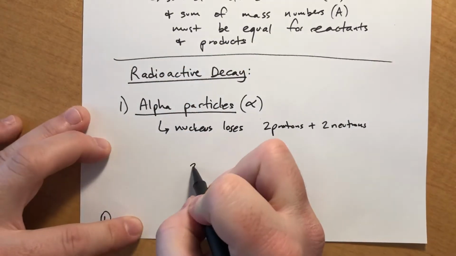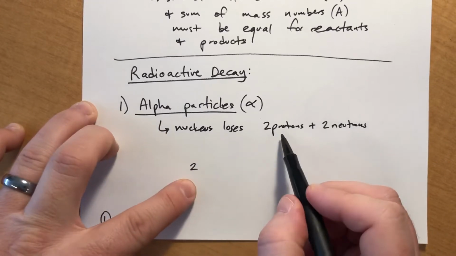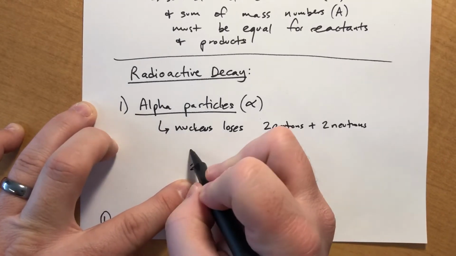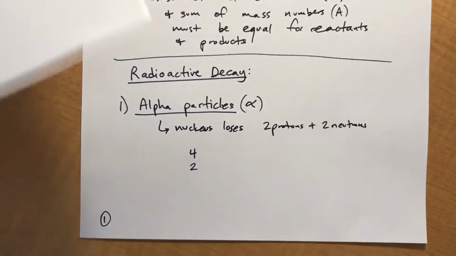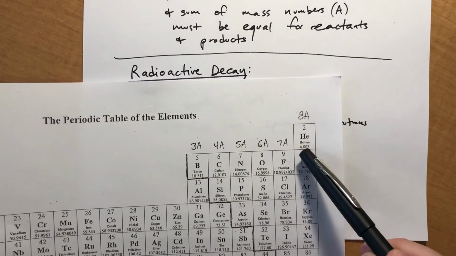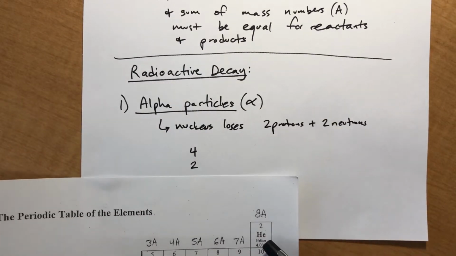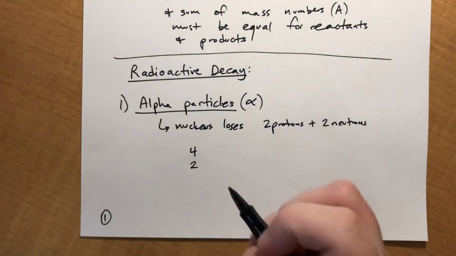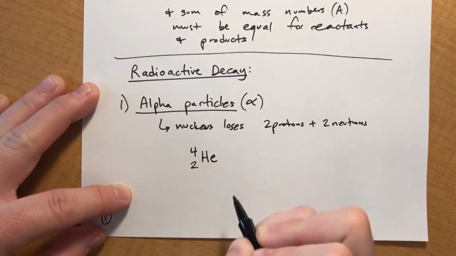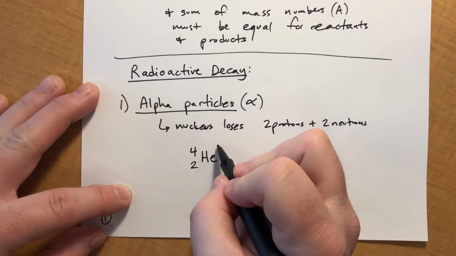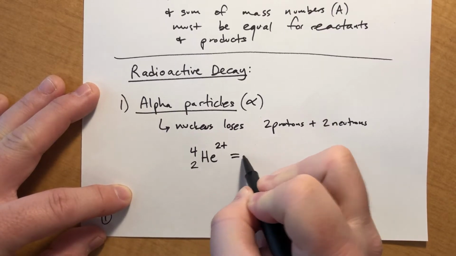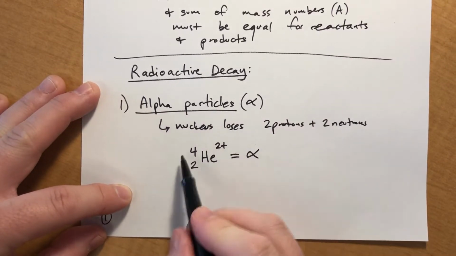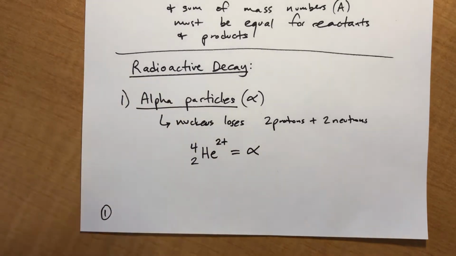Well, if the bottom number was 2 because you had 2 protons and you add these together to get the top number, that would be helium, right? It's element 2, its mass is 4. This is a helium. It also doesn't have any electrons, so it's going to have a 2+ charge. So when we say an alpha particle, we literally mean a helium particle being shot out of a nucleus.